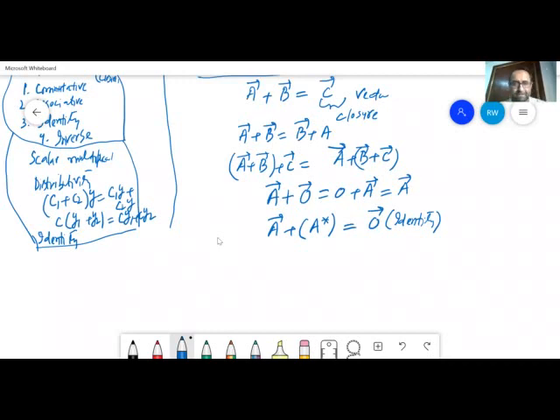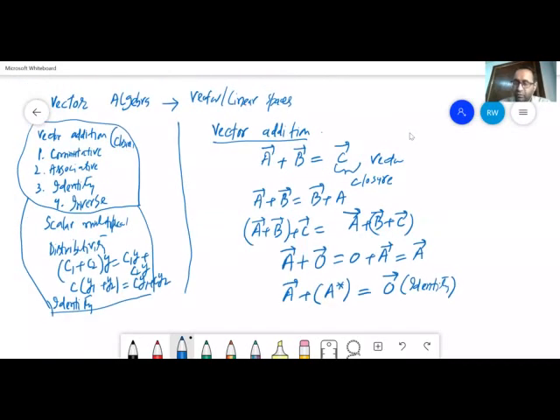Let's compare. Vector addition is closed. Yes, vector addition is closed. That's what the triangle law says. You have a vector, you add another vector, you will get a resultant vector, which will be a different vector, but it will be a vector. It will not become a tensor. It will not become a matrix. It will not become a number. It will always be a vector. That is what in maths we call the closure property.